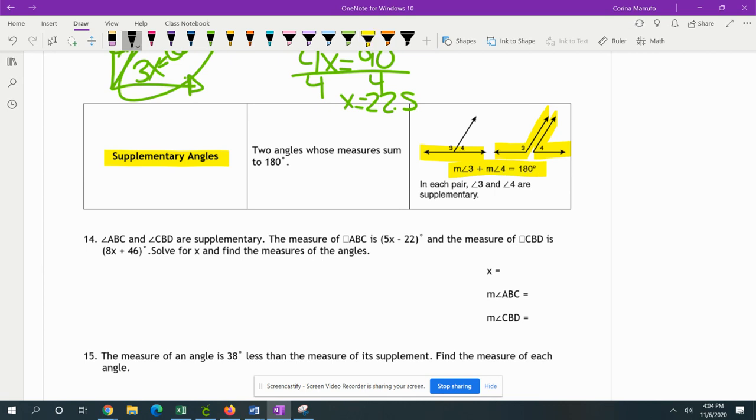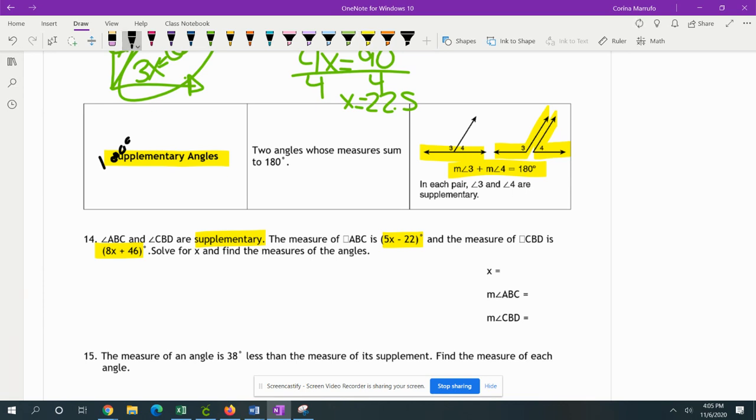So the way that I remember that, if you notice, you can make this S into an 8. And that's how I remember it's 180 degrees. All right, so ABC and CBD are supplementary. So right away, I know I'm going to have to add them up to 180. And it says the measure of angle ABC is 5x minus 22. And the measure of angle CBD is 8x plus 46. Solve for x and find the measures of the angles.